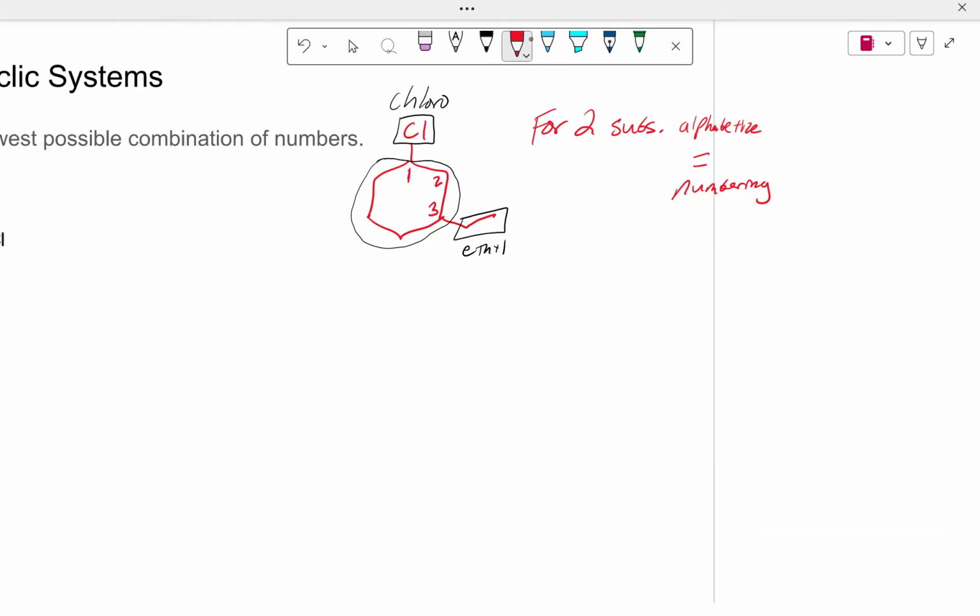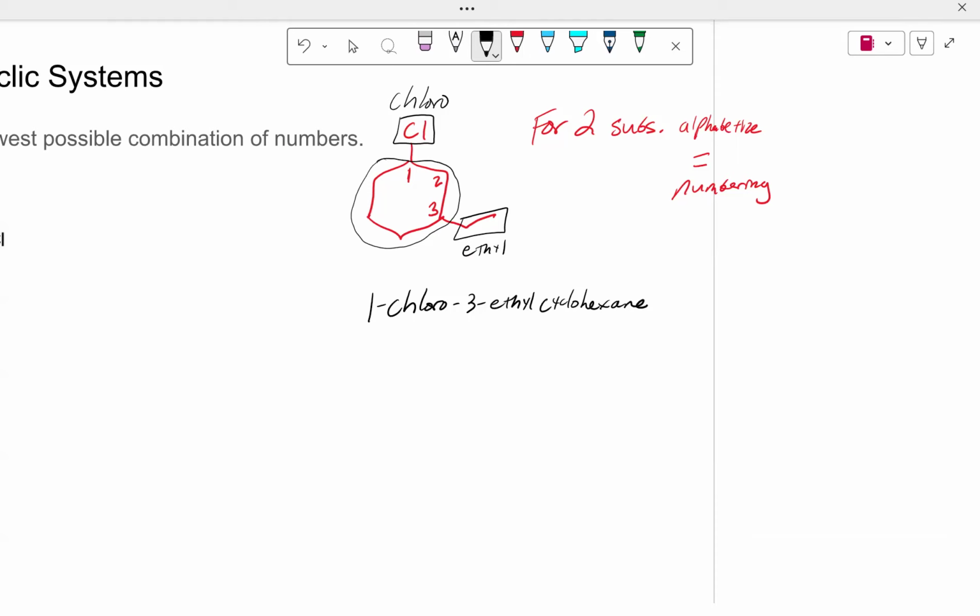Notice here I'm going clockwise. If I went the other way, that number would be 5. That's not what I want. I want to get the next lowest possible value. So when I name this, I have 1-chloro-3-ethylcyclohexane. Again, I want to highlight this is the only time alphabetizing dictates the numbering system. You'll never see that for any other.